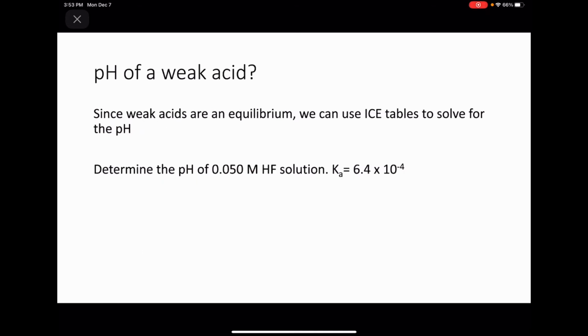So when we want to determine the pH of a weak acid, since we are at equilibrium, we already know how to solve for all the equilibrium concentrations, and one of the concentrations is the H3O plus, or the pH, so we're going to use ice tables. So let's do a problem where we're going to determine the pH of a 0.050 molar hydrofluoric acid solution that has a Ka of 6.4 times 10 to the minus 4, which I looked up in a table at the back of your book.